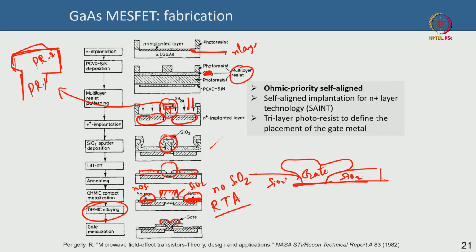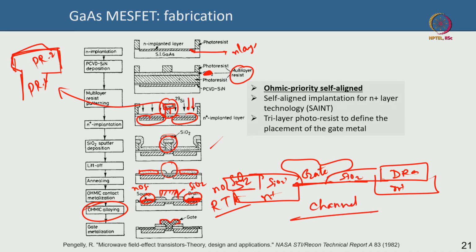Okay. And then you have the metal drain, you have the metal source, and below the source and drain you have N plus N plus. Okay. And this is your channel anyways. Okay. So, this is a self-aligned process, but it is an ohmic priority self-aligned process. Okay. The advantages of this also, of course, you do not have to use a refractory metal for instance, but you need to use more photoresists to define the profile.